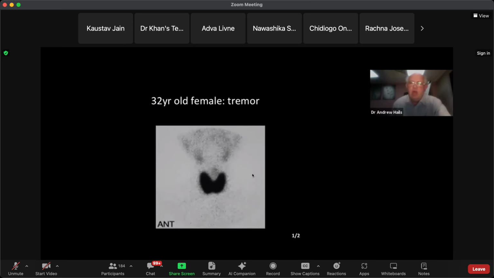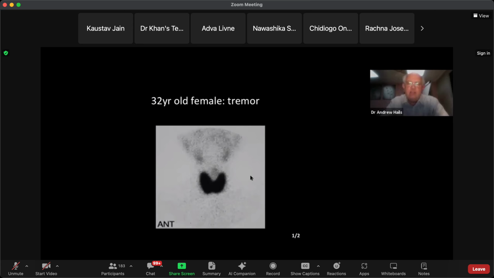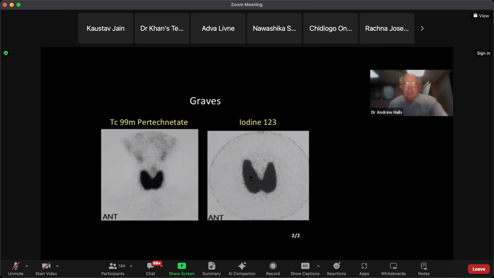That's good. And what's this bit here? I'm not sure. No. Well, that's the pyramidal lobe. Quite often in Graves' disease, you get a pyramidal lobe taking up some pertechnetate or iodine. And just to remind people again about the difference between a pertechnetate and an iodine scan, you don't get any salivary gland uptake with iodine, with a pertechnetate scan you do.